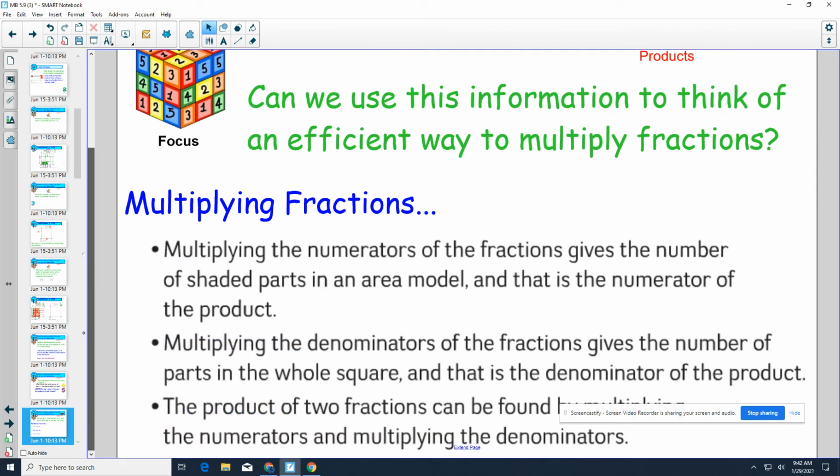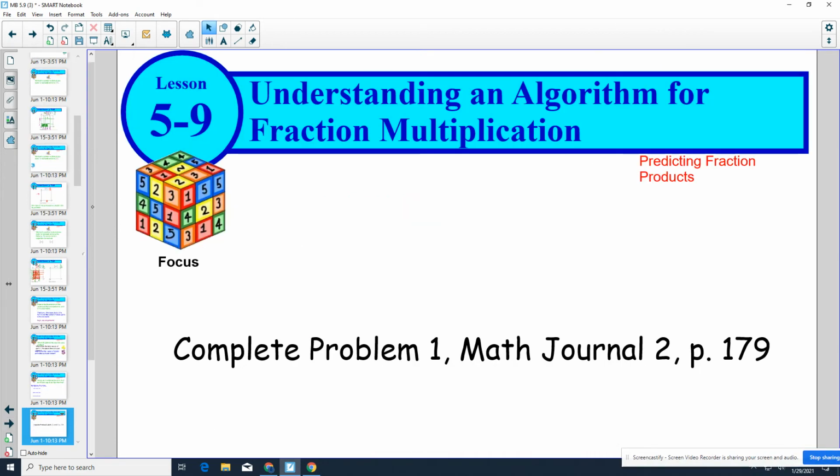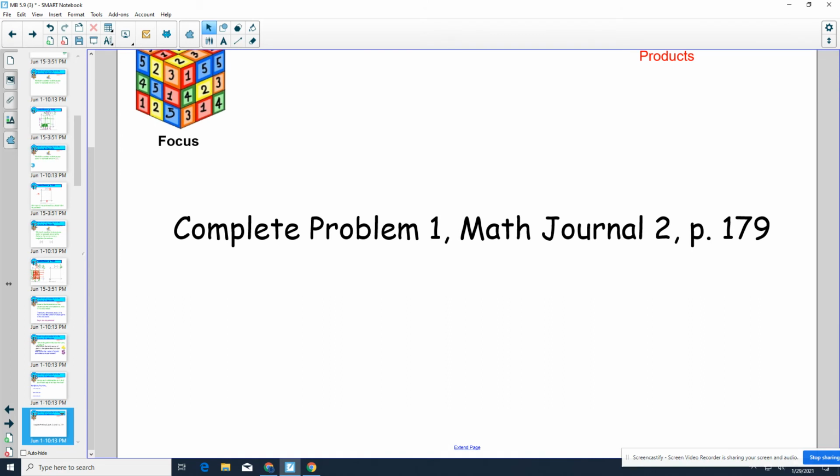And so we don't want to have to shade for every single fraction, so that's why we have an algorithm, and you can read through there, that will be much more helpful for what we're trying to do when we're multiplying fractions. So complete problem 1, Math Journal 2, page 179. So go ahead and pause the video, complete that.